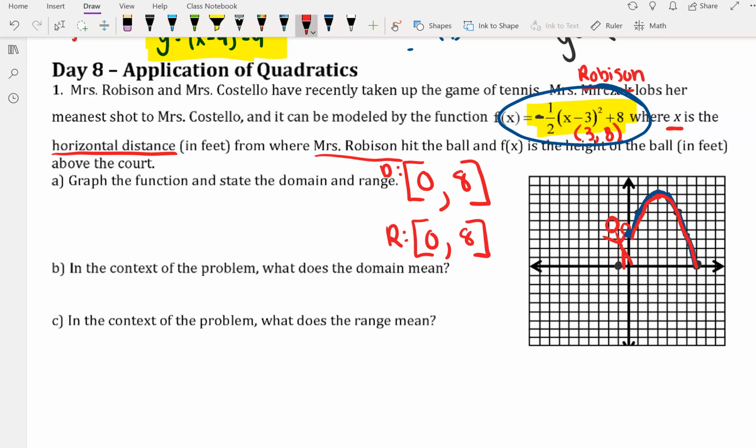I just realized something, guys. I should have been paying more attention. I apologize. Domain is how far left and right it goes. I just assumed it was 8. I didn't even count. 1, 2, 3, 4, 5, 6, 7 is actually how far it goes for the domain. So it lands 7 feet away. It doesn't go past there. So the domain is that it stops at 7, and the range is that it never goes above 8. Because the maximum height here is 8, since this is the vertex 3, 8.